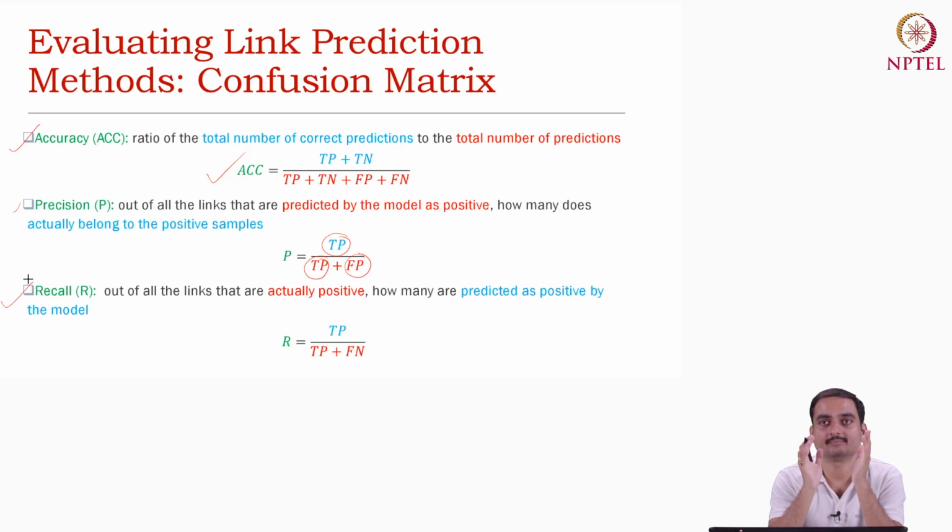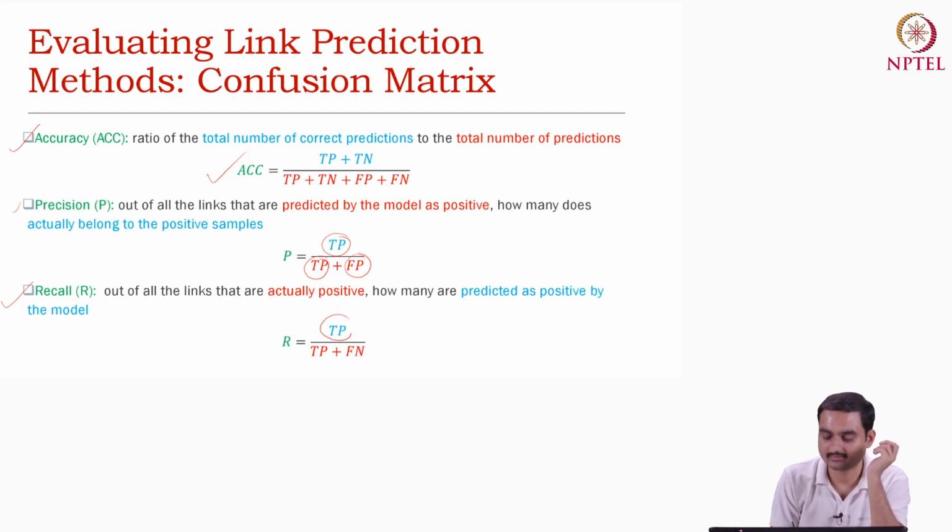Out of all the positive instances, irrespective of your model's prediction, out of actual positive instances, how many of them have been predicted correctly? How many positive instances are there? True positive plus false negative, because false negative instances are those which have been predicted as negative, but that prediction is wrong, means they are actually positive. So TP plus FN are the total number of actual positive samples, right?